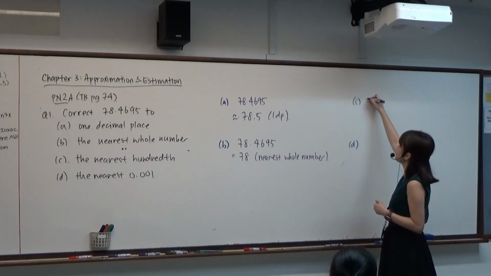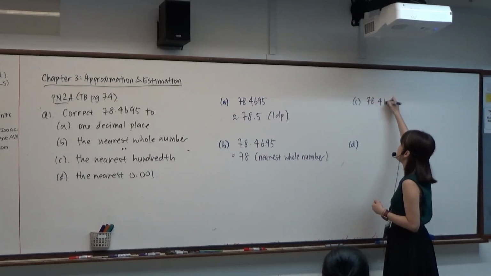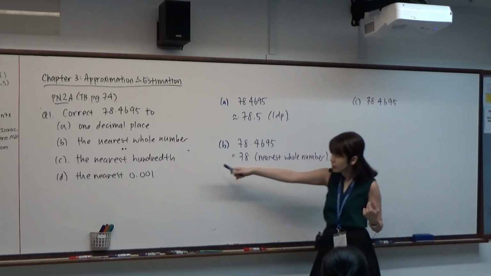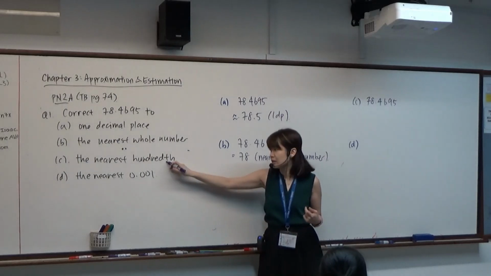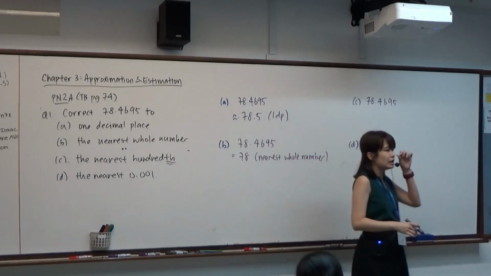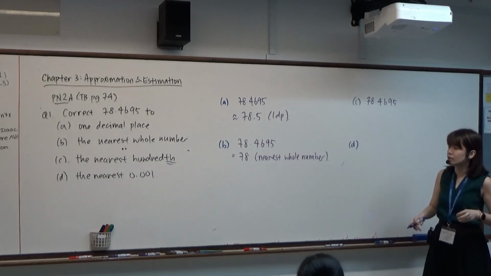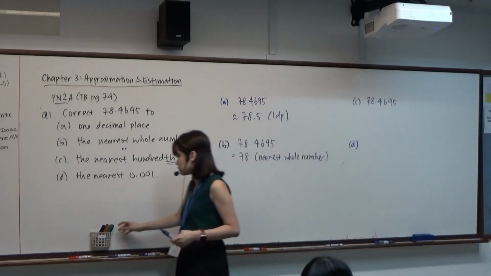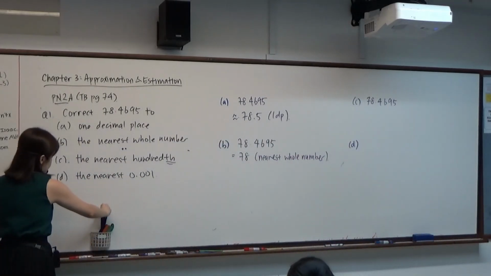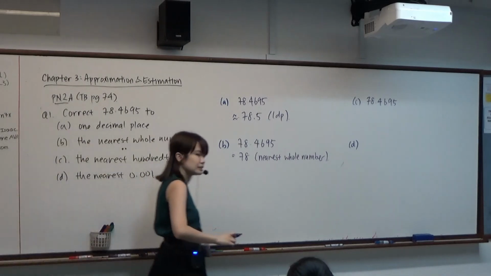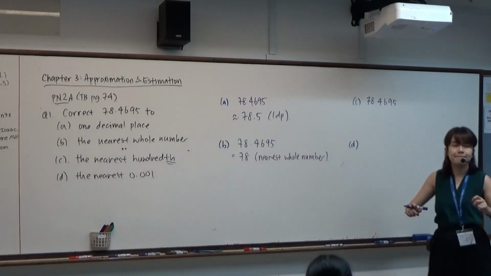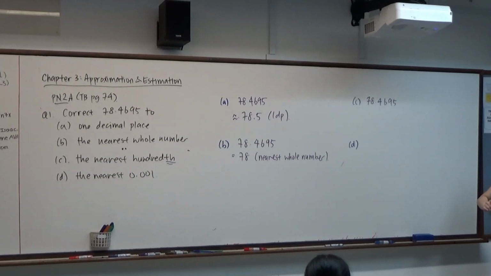Next part C. We want to round it off to the nearest hundredth. There is a TH at the back, very difficult to pronounce. How do we go about rounding off to the nearest hundredth? What do you think the answer would be? Let's choose someone, Velda. Do you recognize your tenth place and your hundredth place? What would the answer be?